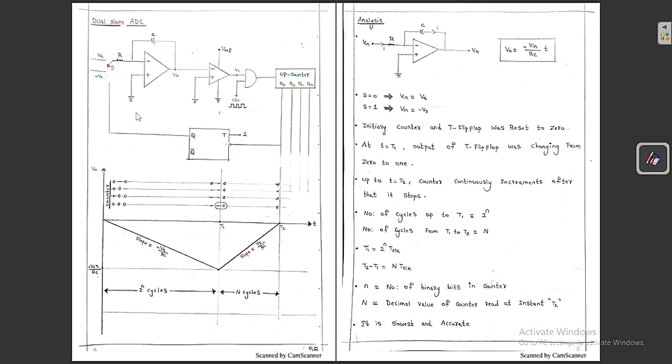So initially the switch is connected to the unknown voltage VA, and later we are going to connect to the reference voltage minus VR. This is a small mistake I made, so please do the correction here. Therefore initially we get V naught as a negative voltage. You can see clearly V naught is negative and this positive input is 0. So 0 is greater than this negative value. Therefore this open loop op-amp is going to give you plus V reference.